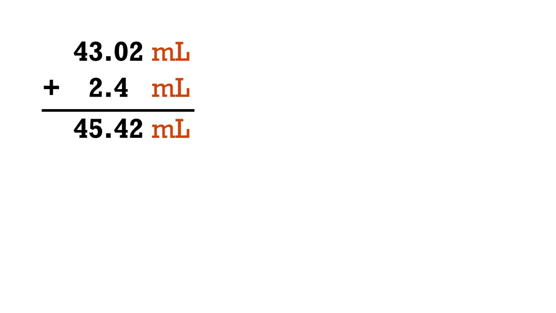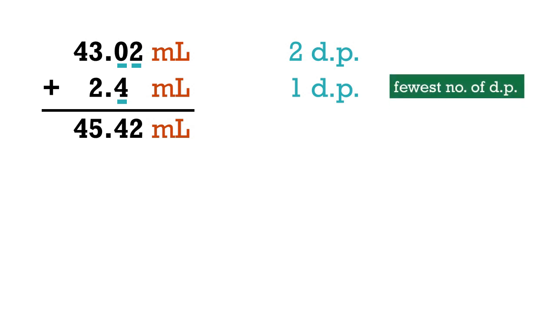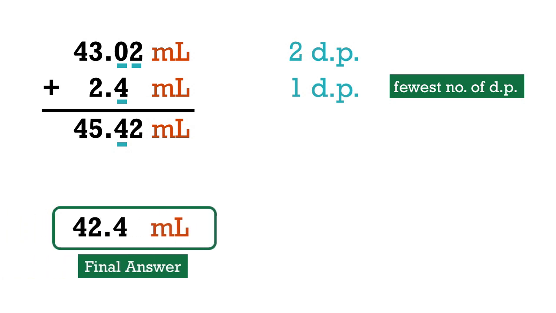The second step is we count the number of decimal places in each of the original measurements. In 43.02 ml, there are 2 decimal places. In 2.4 ml, there is only 1 decimal place. Again, the rule states that the answer should be rounded to the same number of decimal places as the measurement with the fewest number of decimal places. In this case, the fewest number of decimal places is 1. Therefore, we need to round the answer to 1 decimal place. Because the number at the right side of 4 is less than 5, we will keep 4 the same. Thus, the final answer is 45.4 ml.